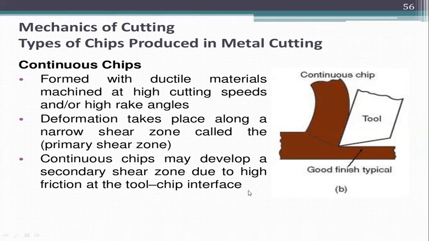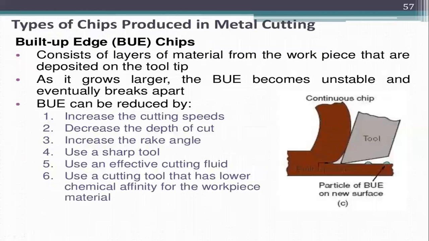The continuous chip will be formed in an even flow, in a continuous manner. The second one is the built-up edge chip. It consists of layers of material from the workpiece that are deposited on the tool tip. As it grows larger, the built-up edge becomes unstable and eventually breaks apart.